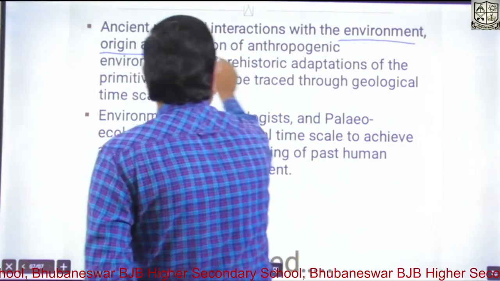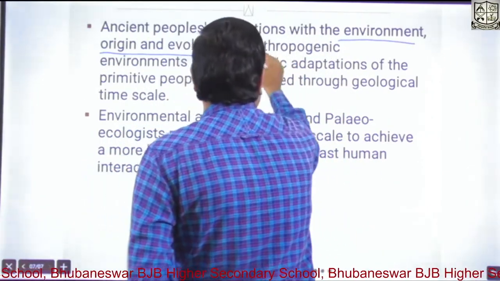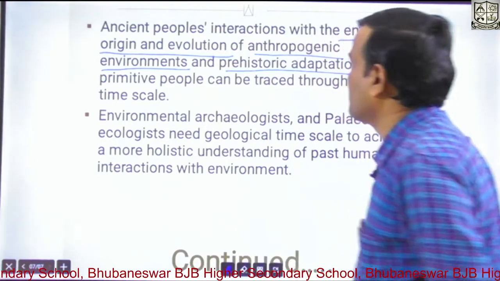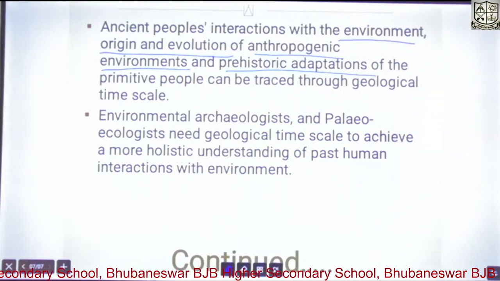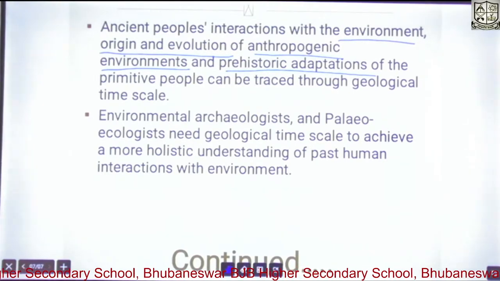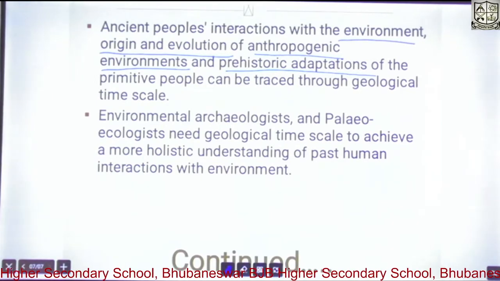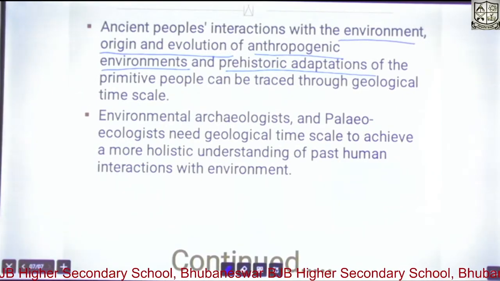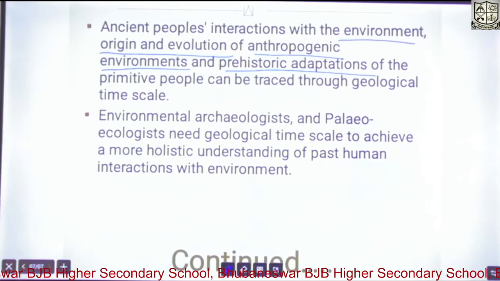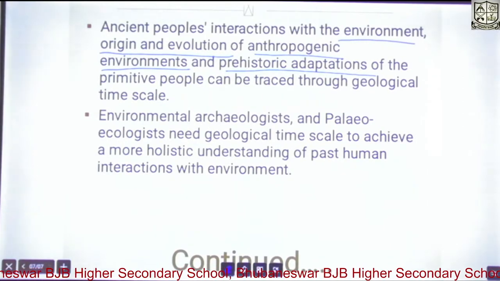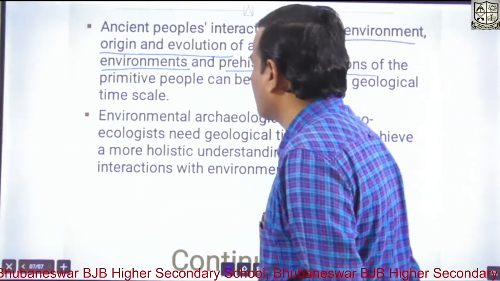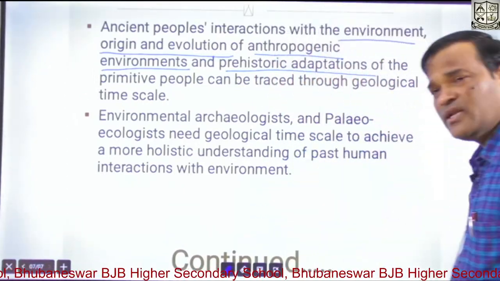Environment, origin and evolution, and anthropogenic environment, it is very important. Anthropogenic environment and prehistoric adaptation of the primitive people can be traced through the geological time scale. Environment in context to human evolution, environment in context to human society, human variations in different time periods, and prehistoric biological adaptation and cultural adaptation in different environmental conditions, as well as the origin and evolution of different species in context to different time periods of the primitive people, can be traced through the geological time.